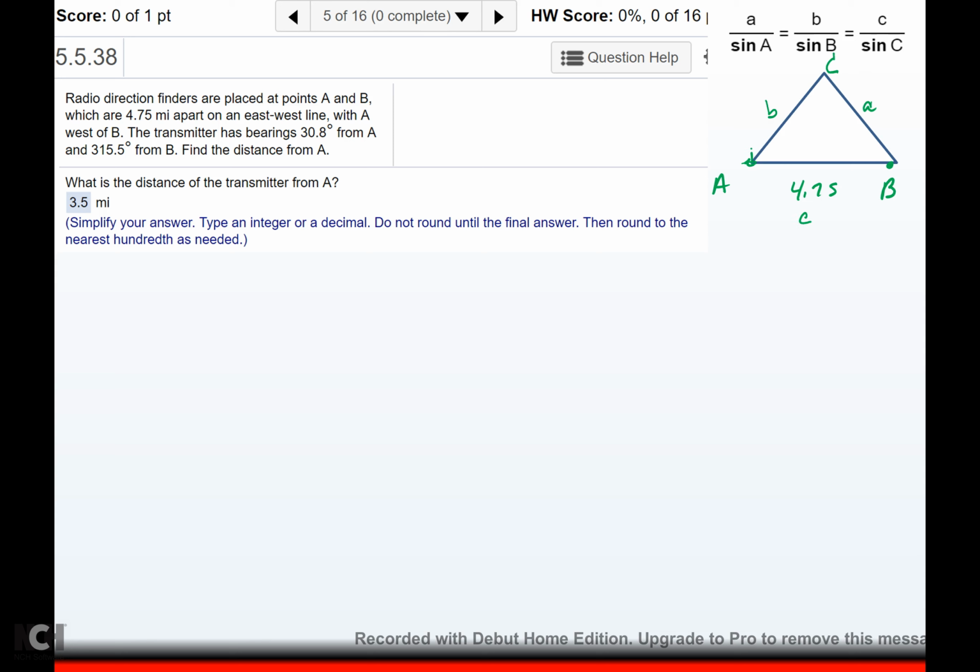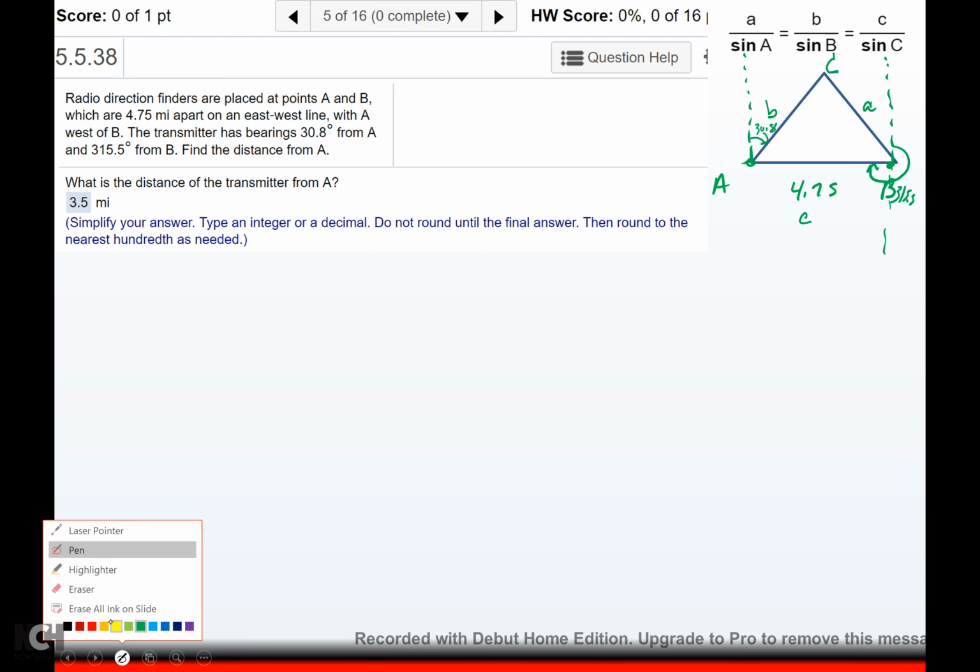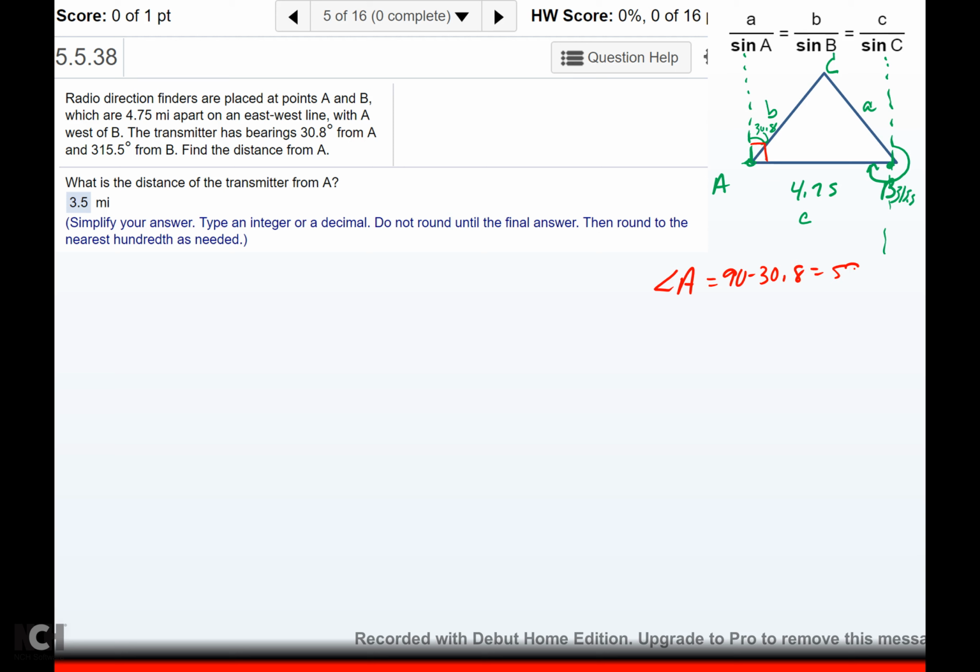So what they tell me is that you've got these north lines there, if you will. All right, this transmitter has a bearing that is 30.8 from A. And this one is 315.5 from B. That means it comes all the way around to here, and that's 315.5. So to figure out angle A, this would be 90 degrees, so if I take 90 minus 30.8, I get 59.2.